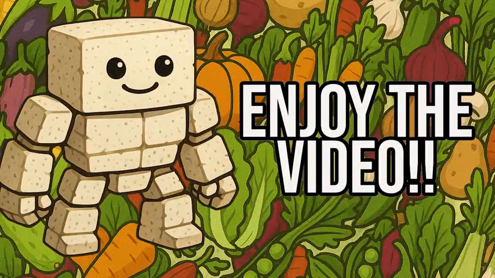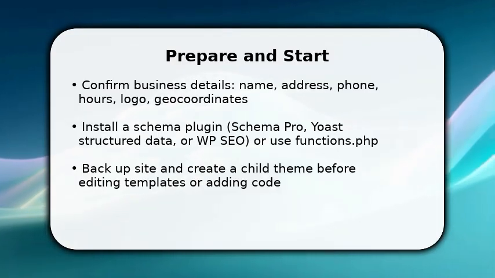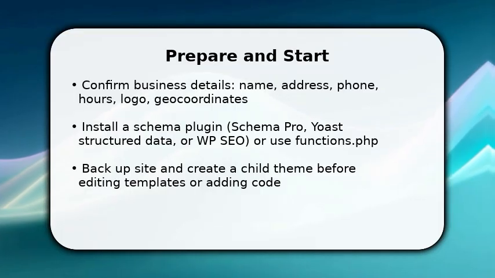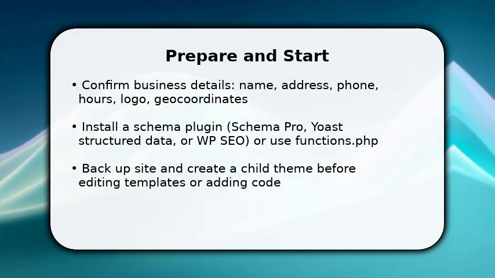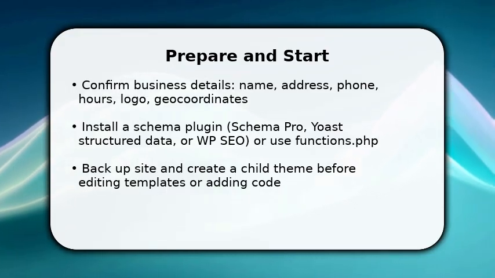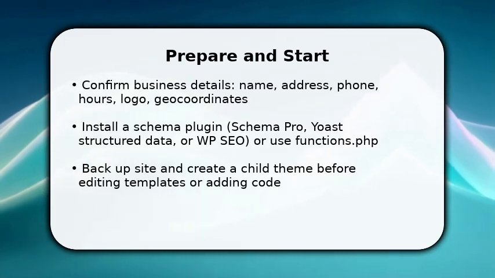Please enjoy the video. You begin by collecting precise business data: legal name, formatted address, phone number, hours, category, logo, and geo-coordinates. Once done, install a trusted structured data plugin or prepare to add code via a child theme. Make sure backups exist so you can revert if needed.